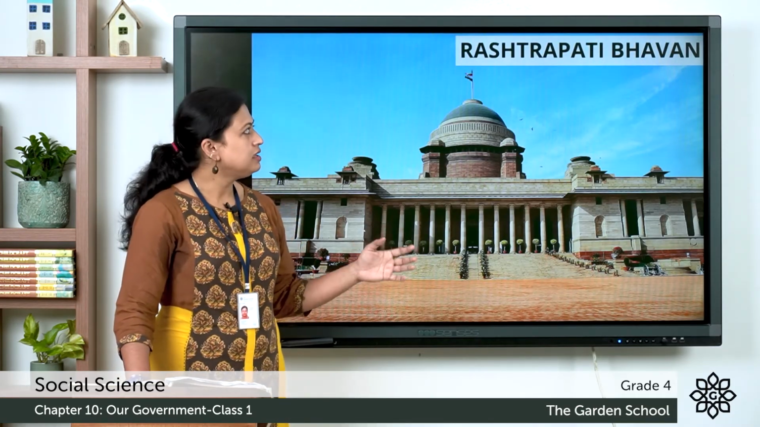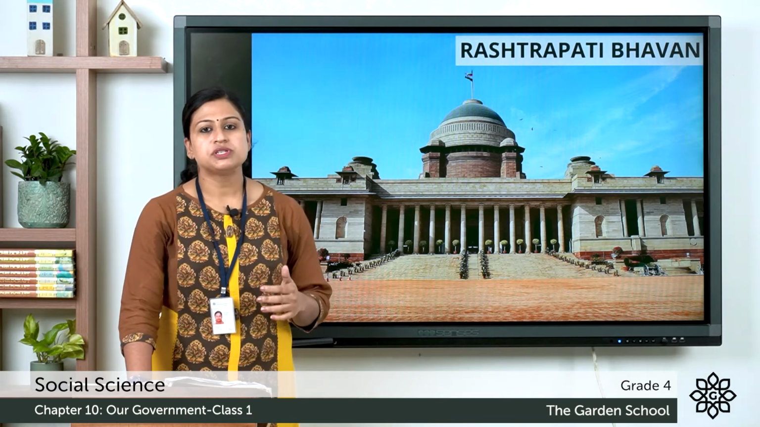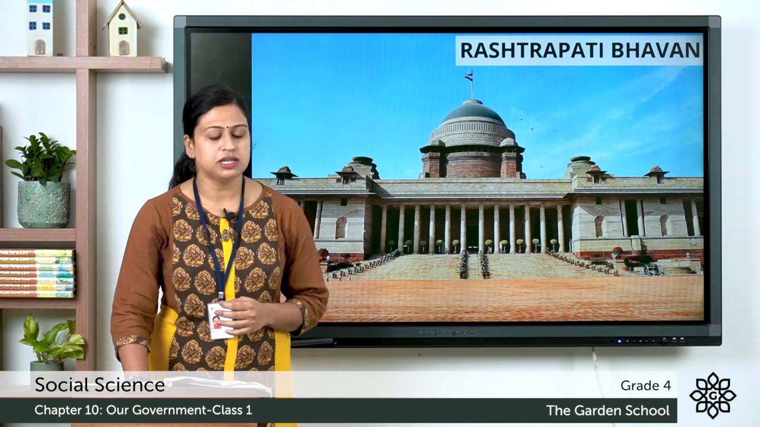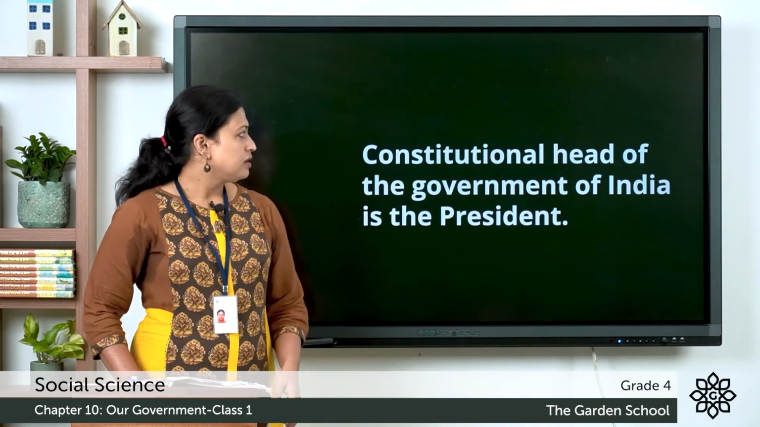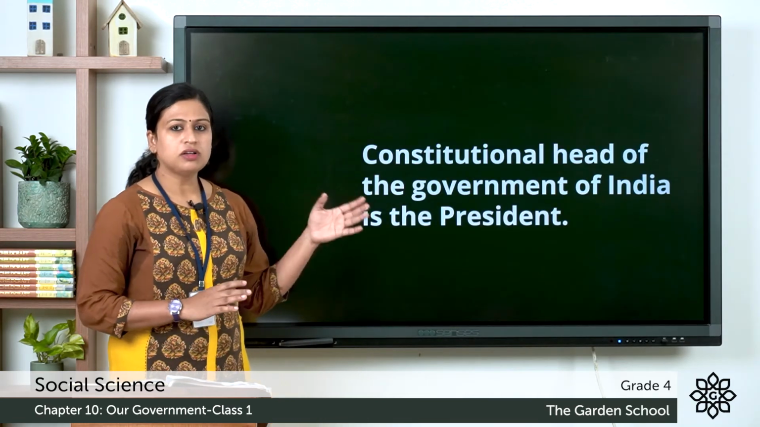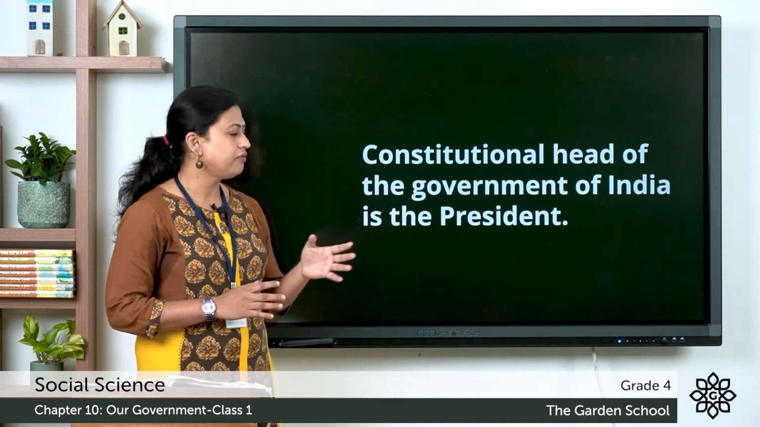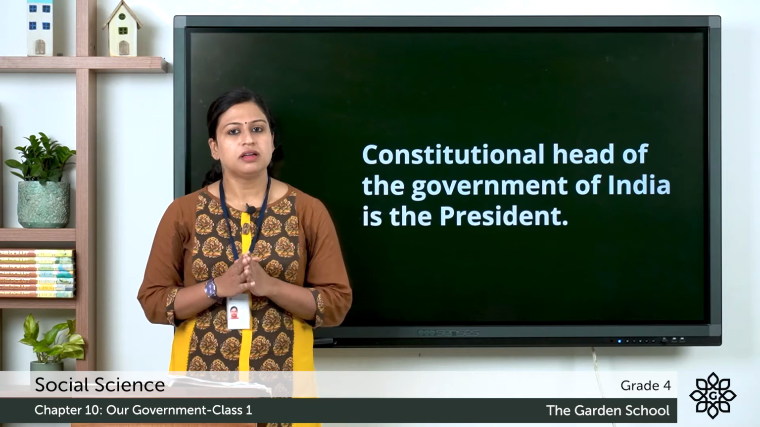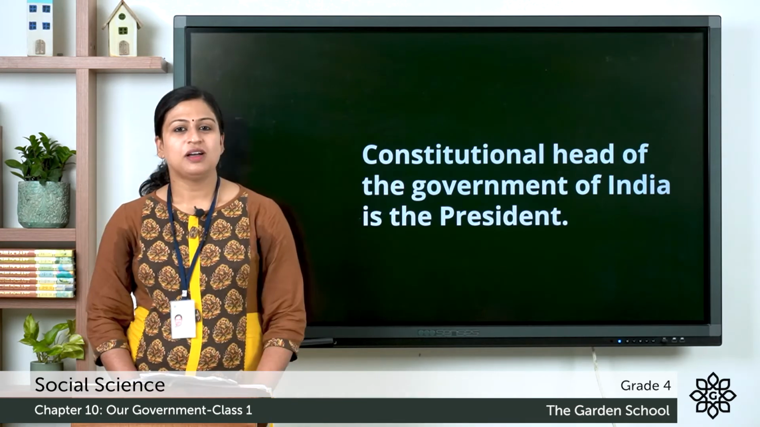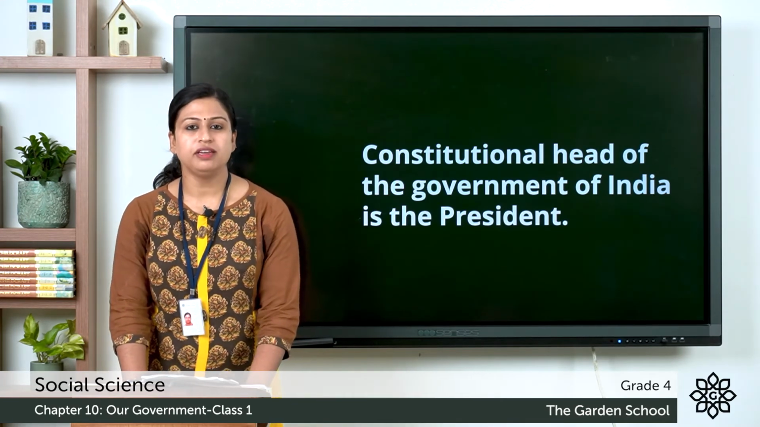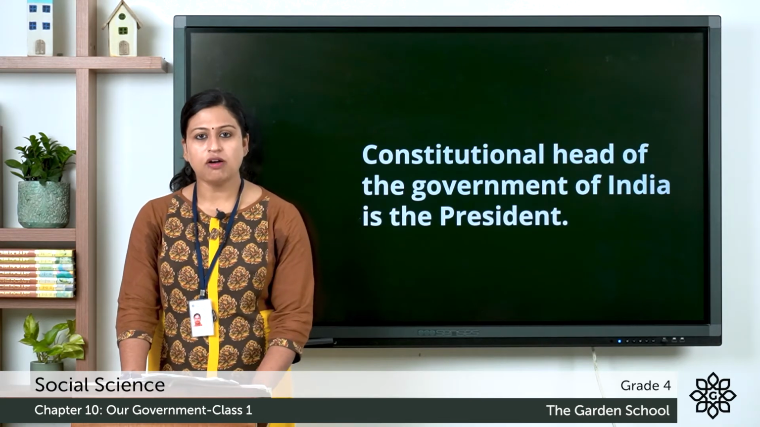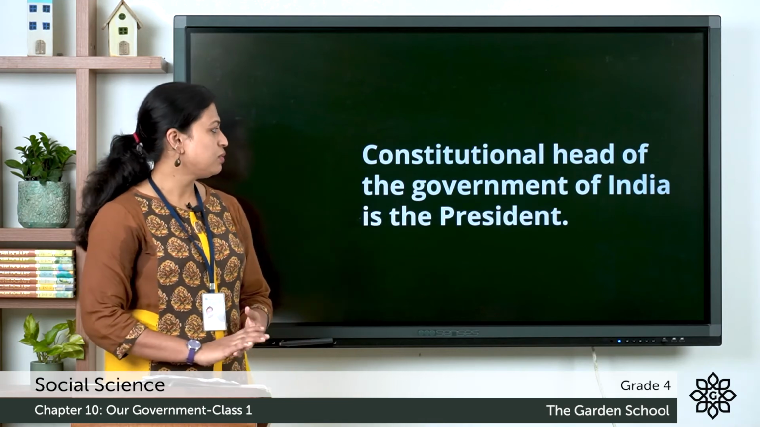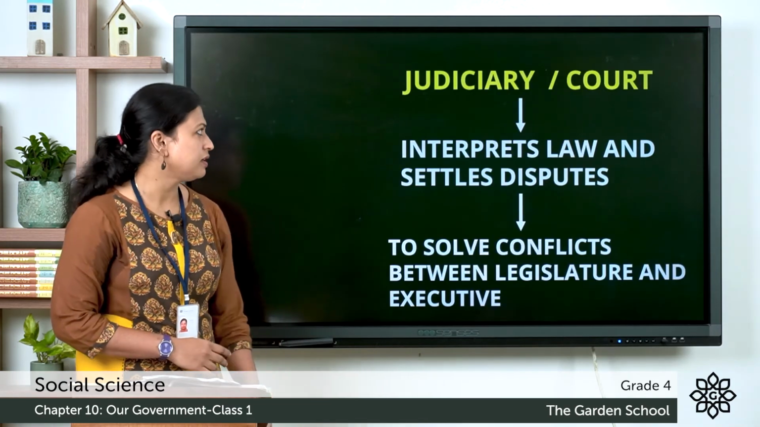Now, this is the Rashtrapati Bhavan, which is the residence of our president, and it is located in New Delhi. So, we can also say that the constitutional head of the government of India is the president, and our president is Shri Ram Nath Kovind. Now, can you tell who is the vice president of India? Vice president of India is M. Venkaiah Naidu. So, this was about the executive organ.